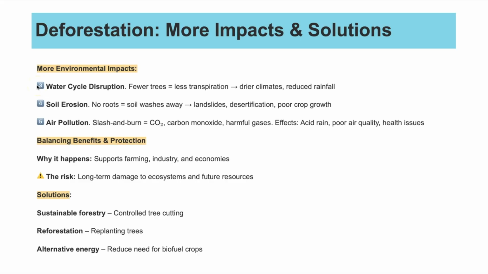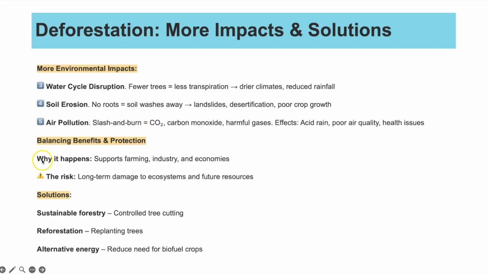that are really deep in the soil that help anchor the soil to prevent soil erosion. But also trees are involved in the water cycle because they're absorbing water into them. And if we have fewer trees, then we're going to have less transpiration. And also air pollution is a big impact because we said that they can absorb carbon dioxide.